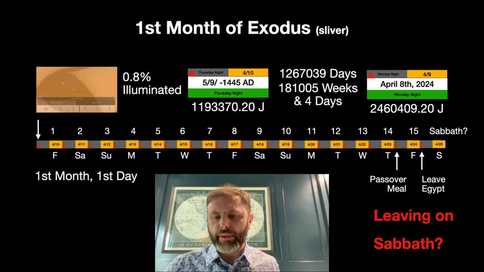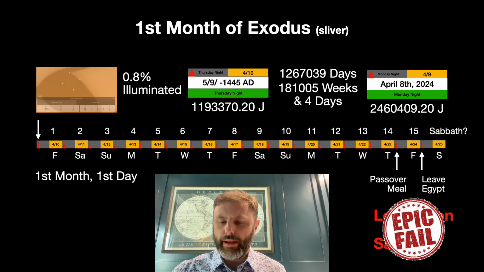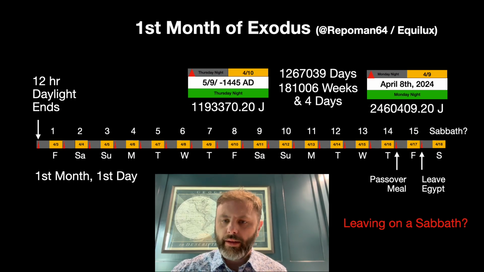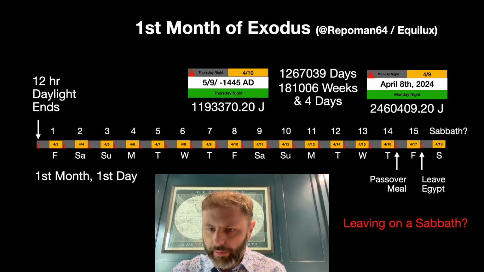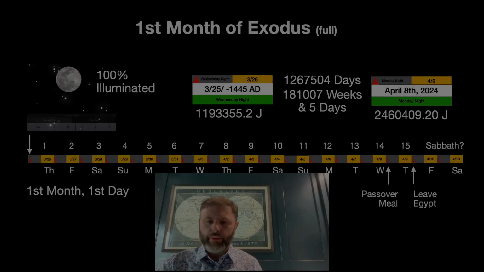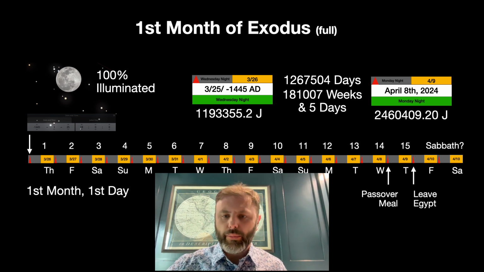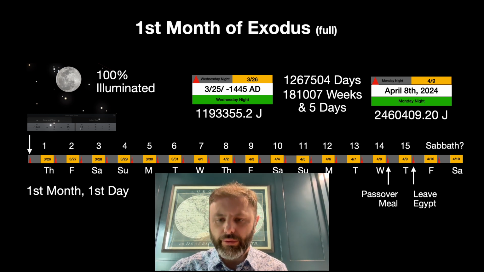If we go to the first month of Exodus, I'm going to go through these real quick, but it has them on the sliver moon, they leave on the Sabbath, and that's an epic fail. And then on reprimands, they're leaving on a Sabbath, or the day after a Sabbath. So you have all of these slides on here, which you can review. I've got the day counts, the week counts, and everything for you to investigate and validate for yourself.